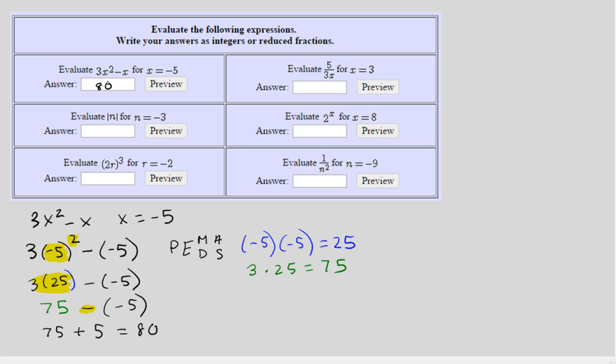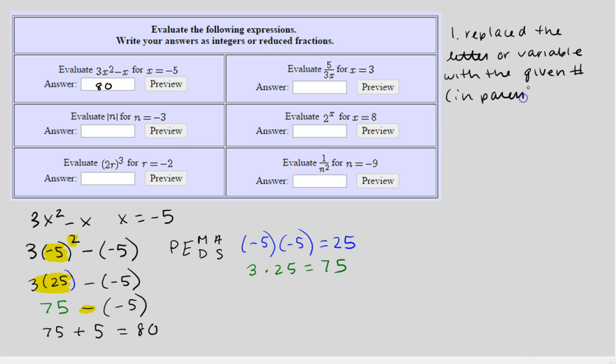Okay. So let's just stop and think about what we did to evaluate an expression. We first replaced the letter or variable with the given number. And remember, we did that in parentheses, meaning we put the number in parentheses.